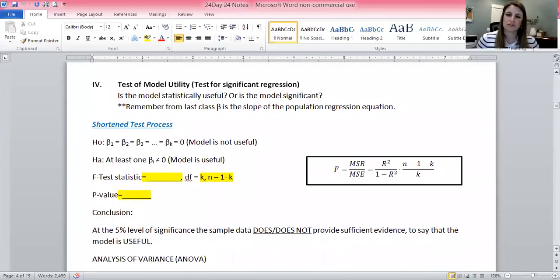This is my test for significant regression. We did this in simple linear regression. What this is saying is that the slope is something different than 0. So if the slope is 0, then we're saying our model's not statistically useful.